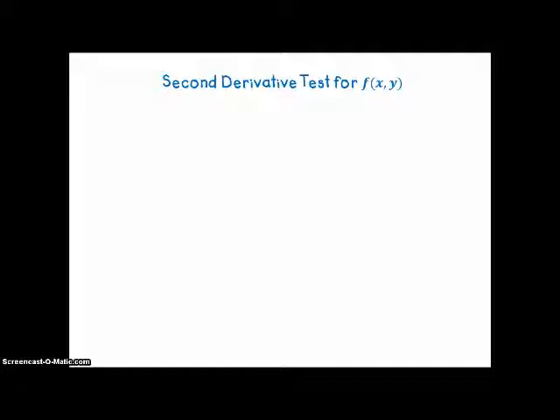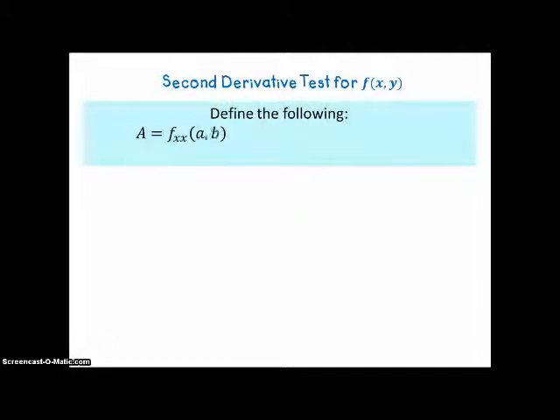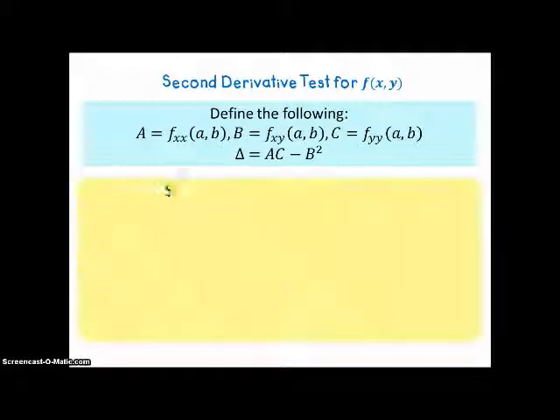Second derivative test for a function of two variables. Define the following: A is a second order derivative, B is a second order derivative, and C is a second order derivative as shown at a particular point. And then triangle at that particular point is the product of A and C minus B squared.